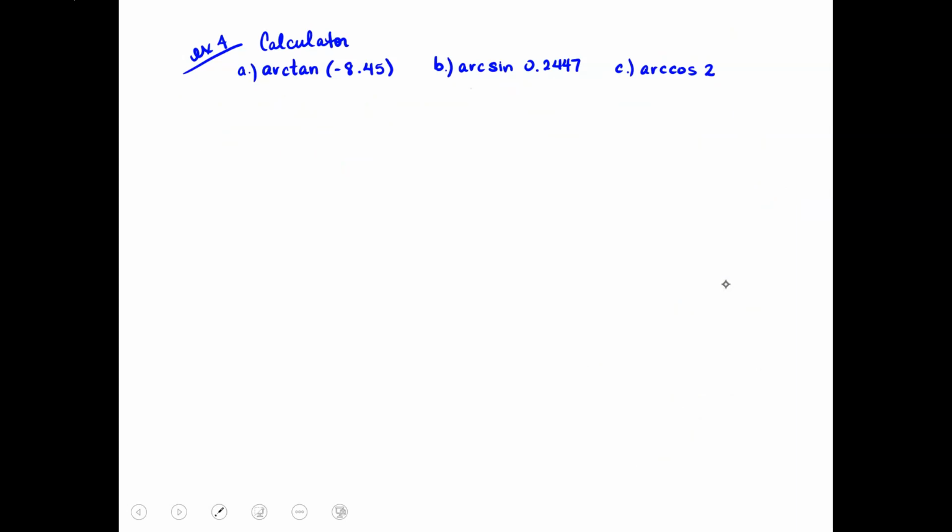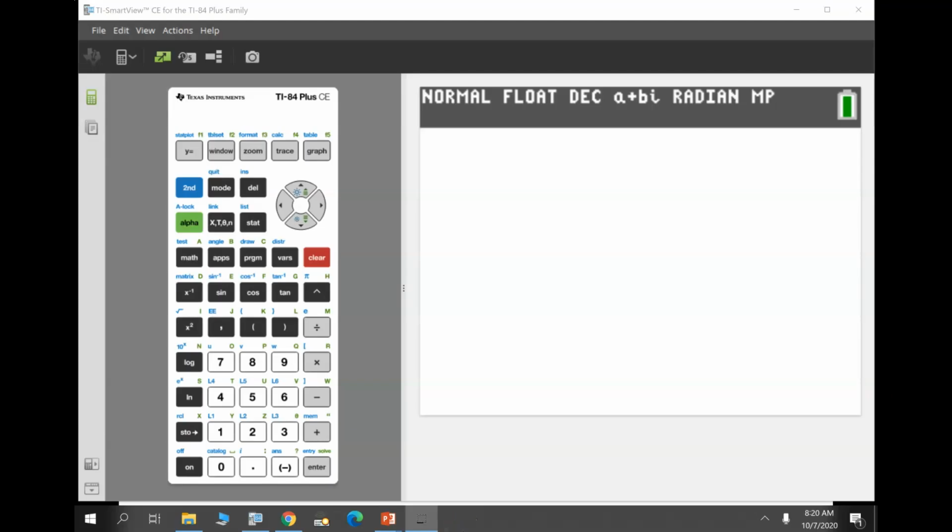Now, we also can evaluate inverse trig functions on our calculator. So grab your graphing calculator, if you would please. Where you find your inverse trig functions is right above the actual trig function. So like right above sine, you can see inverse sine, sine to the negative 1. And right above cosine, here's inverse cosine, cosine to the negative 1. And then here's inverse tangent.